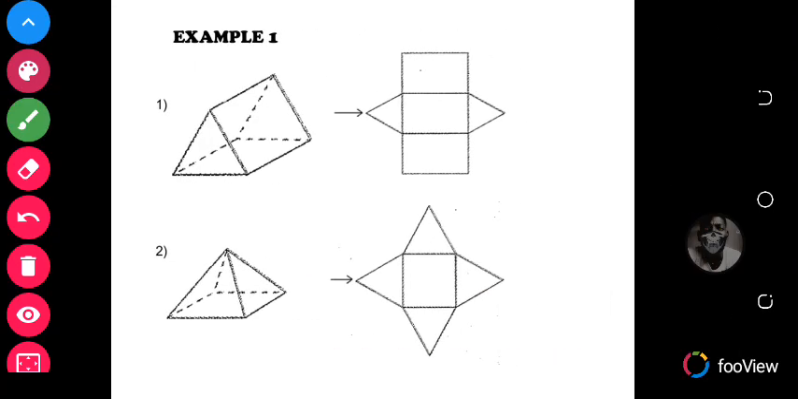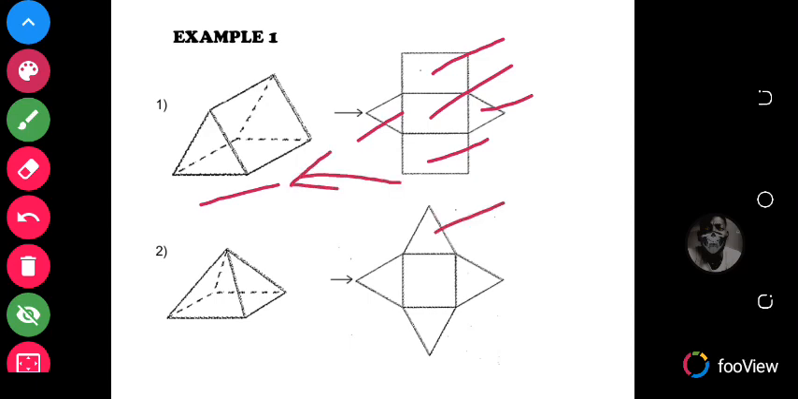Examples of nets: when you have a triangular prism and you open it up, you have something like this. And when you have a rectangular pyramid and you open it up, you have something like this. So those are the nets. For this triangular prism, there is a rectangle, a rectangle, a rectangle, and two triangles. When you fold them, you get this. For this one, there is a triangle, triangle, triangle, triangle, and a square.